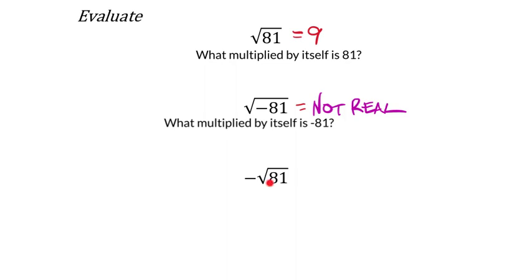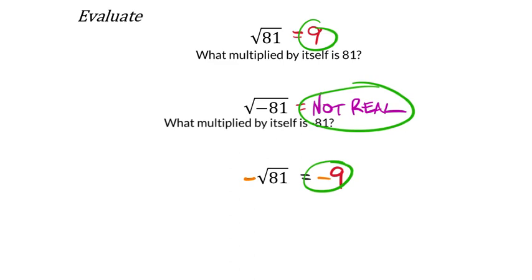Now this last one right here is the negative square root of 81, which means that the negative is just going to stay as part of the answer. That's because it's on the outside of that square root, and we already know that the square root of 81 is 9, so we'll just say that this one is negative 9, and that's it. So we have 9, not real, and negative 9. It's important to know the difference between those because usually a question like that has all three of these on either an exam or quiz.